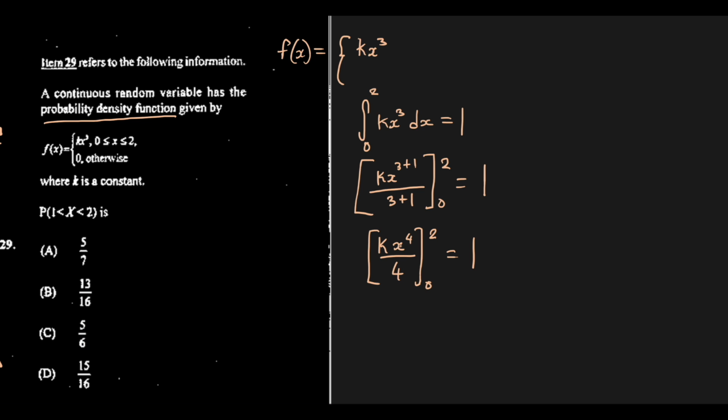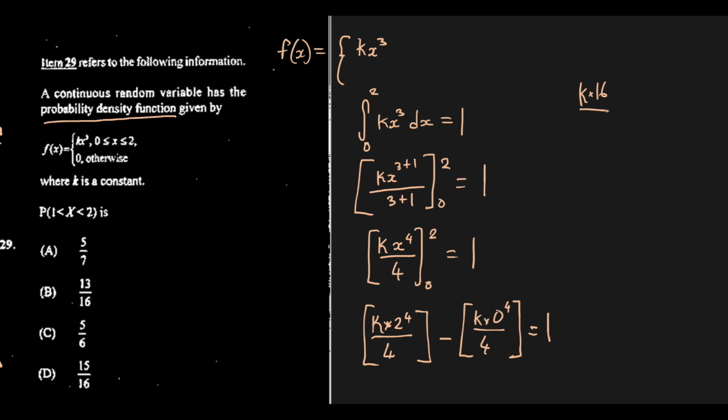So if I substitute x with 2, I'll end up with k times 2 to the power of 4 over 4, and then I'll subtract that from k times 0 to the power of 4 divided by 4, and the area of that is equal to 1. Now if I simplify this, I'll get 2 to the power of 4, which is 16. So therefore k times 16 over 4, take away 0. Since this is 0, there's no point in putting it back, which is equal to 1.